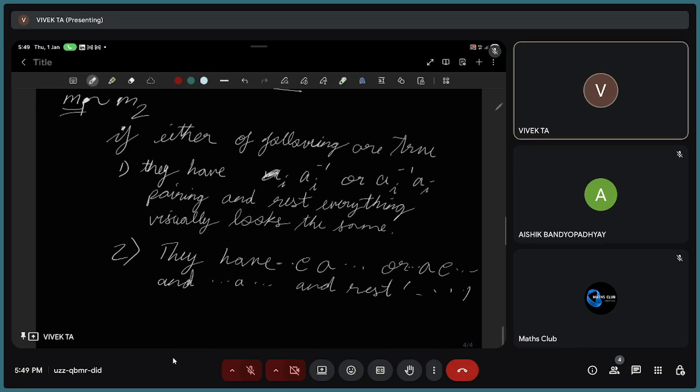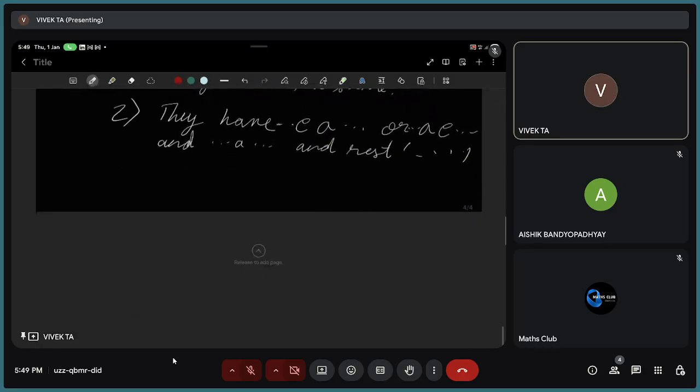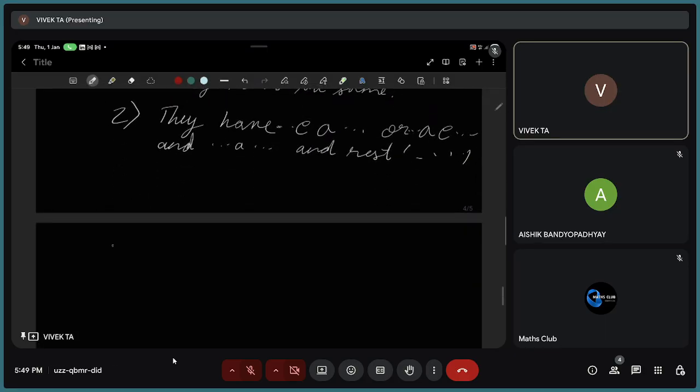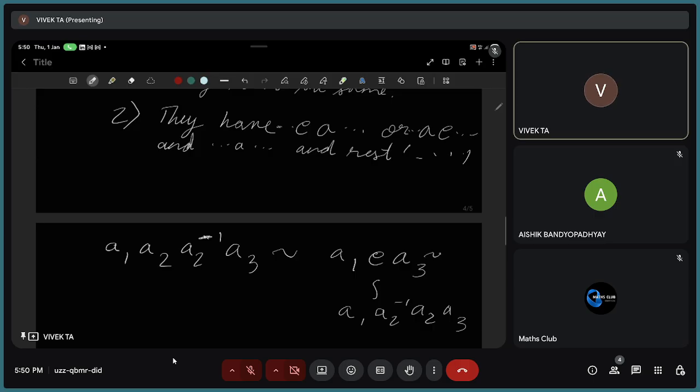You don't understand what this means. So essentially, I consider A1, A2, A2 inverse, A3 to be related to A1, E, A3, which is related to A1, A2 inverse, A3, A2, A3, and this is related to A1 A3.